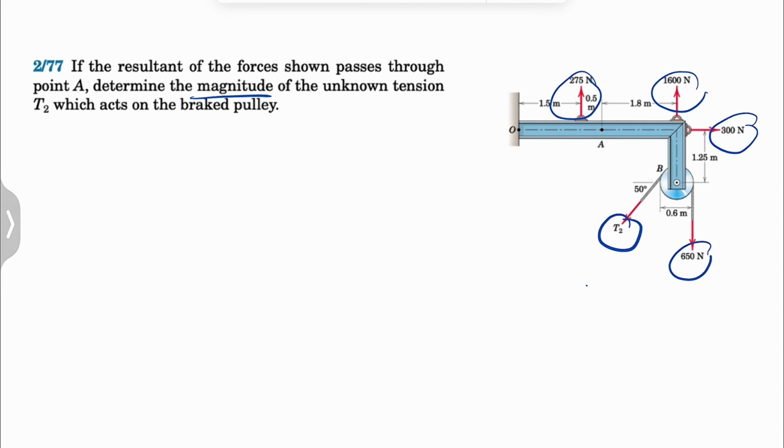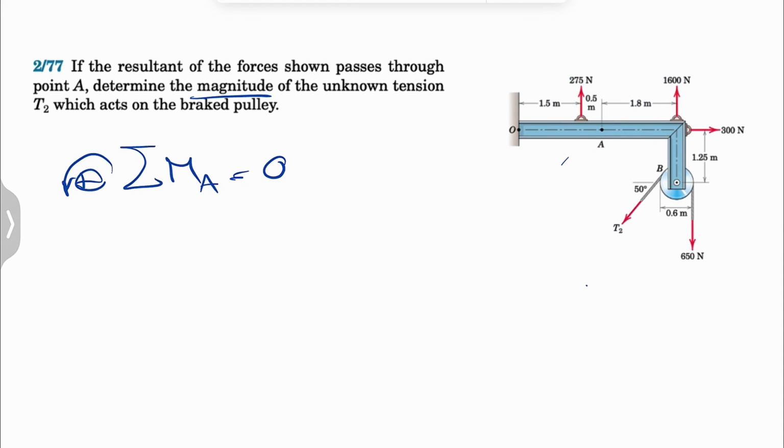We solved a question very similar to this one. When the question tells us that we can replace all these forces with one single force that passes through A, let's say we don't know the direction, but let's just assume it's something like this. The moment of this force about point A is going to be 0 because our position vector r is 0. That's our main equation here, with counterclockwise positive, and all we need to do is find the moment of each of these forces about point A. We have one equation, one unknown, so we should be able to find T2.